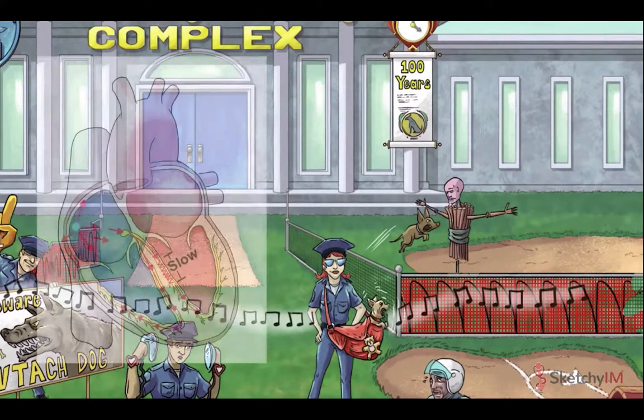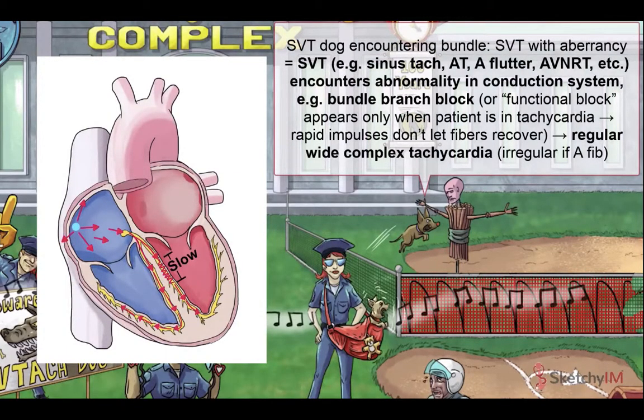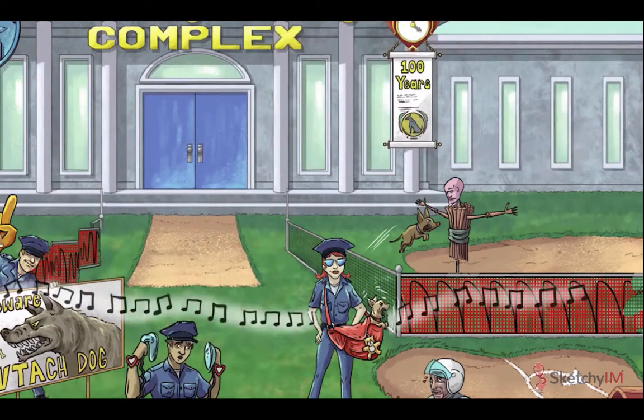Let's say, for example, that this narrow complex SVT runs into something like a bundle branch block in the conduction system. Just think of this bundle of sticks here taking the shape of a mannequin, blocking the path of this SVT attack dog. Ventricular depolarization is slowed with each beat, and boom, you've now got a regular and wide complex tachycardia, my friend. This can be related to a block on the patient's baseline ECG, or the block will only make itself known when the patient is in tachycardia, also known as a functional block. A functional block occurs when rapid-fire impulses hit conduction fibers that can't recover in time.